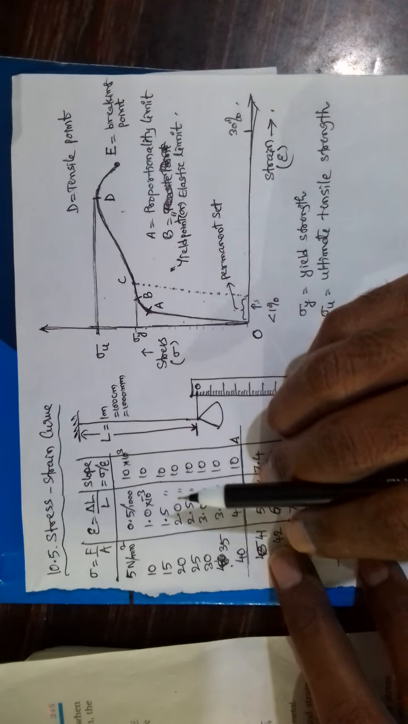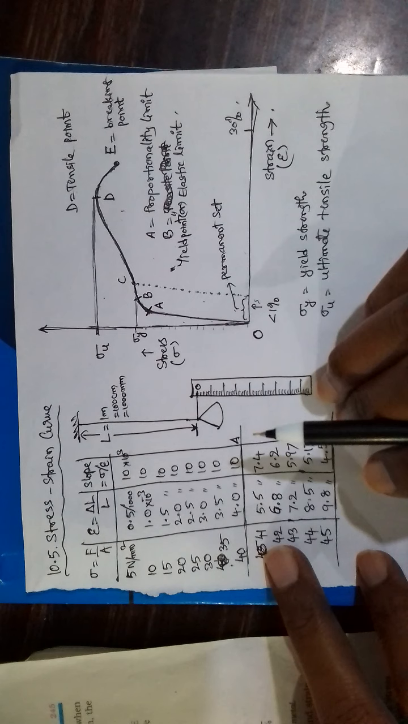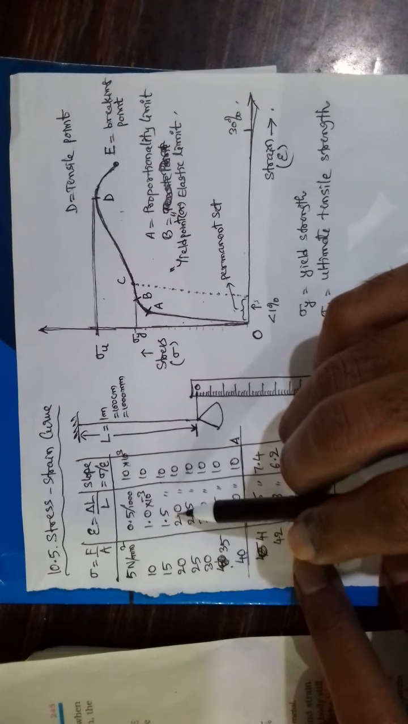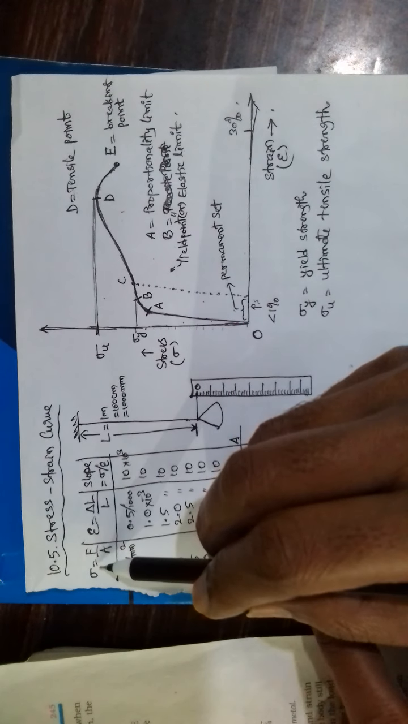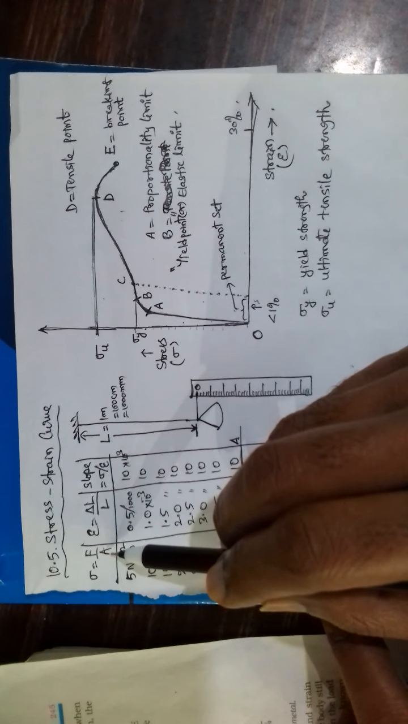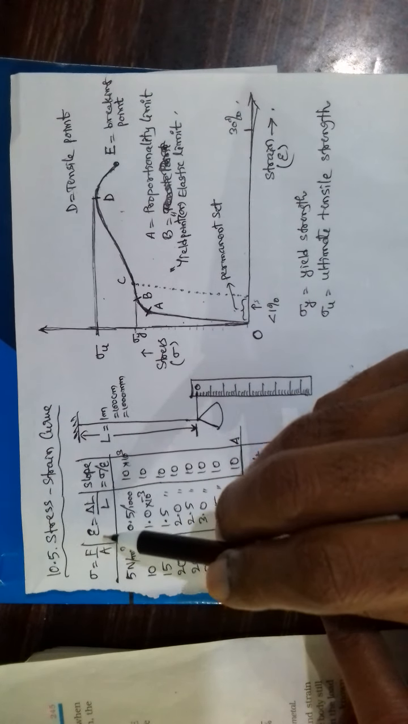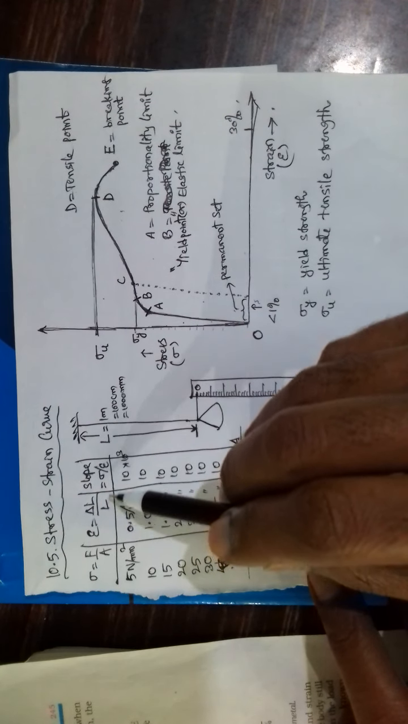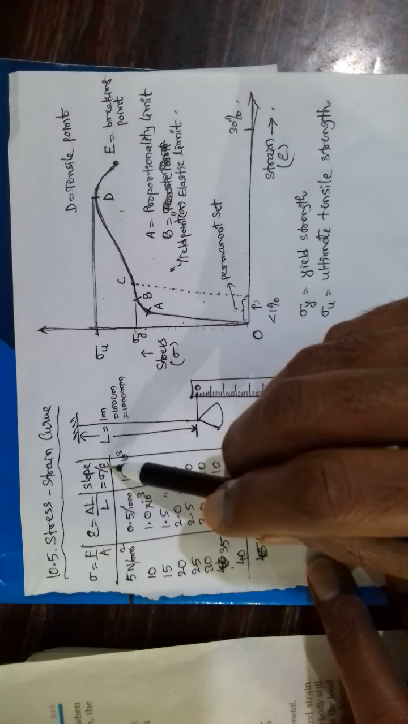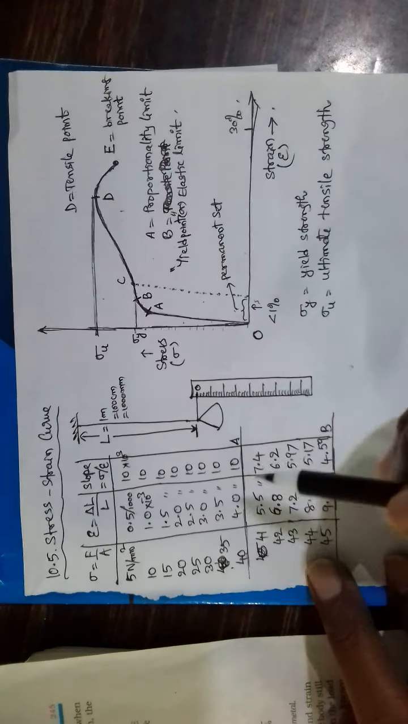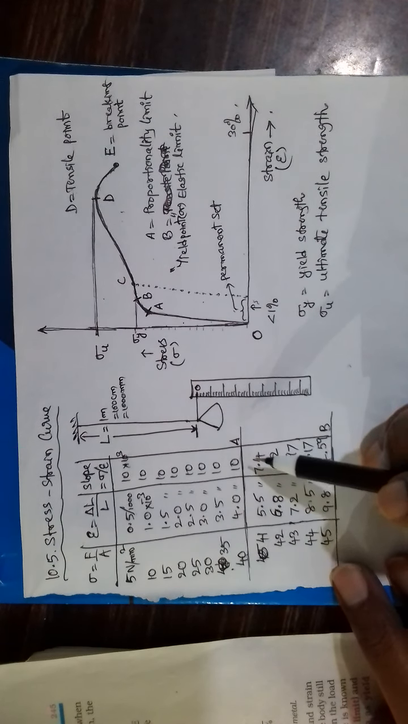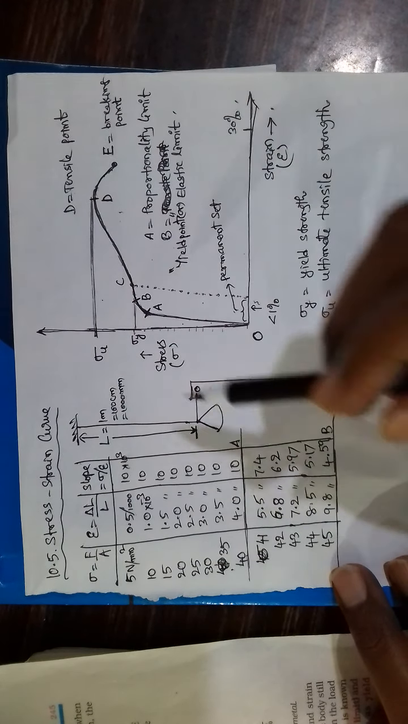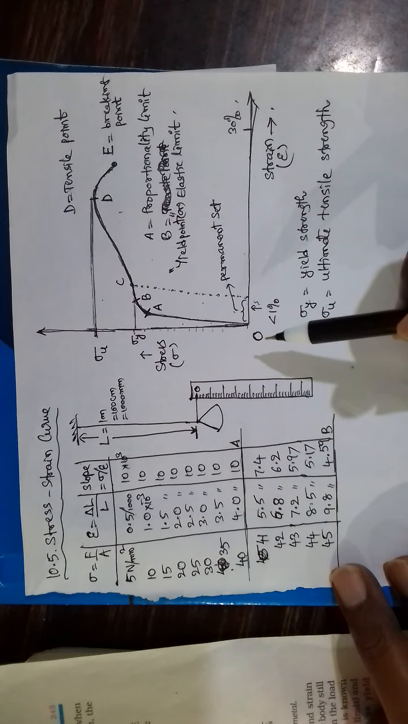Now before performing the experiment, we have to draw a table to enter the readings. So here in the first column, stress is equal to force by cross sectional area. Next, strain, that is equal to increase in length by original length. Afterwards, slope, that is stress divided by strain. Now to draw the graph, just the first two columns are enough, and you are taking stress on y-axis and strain on x-axis.